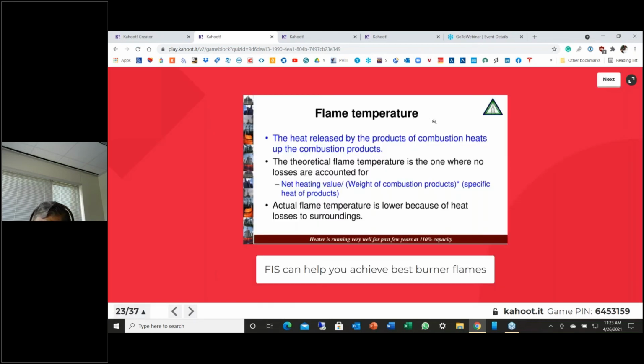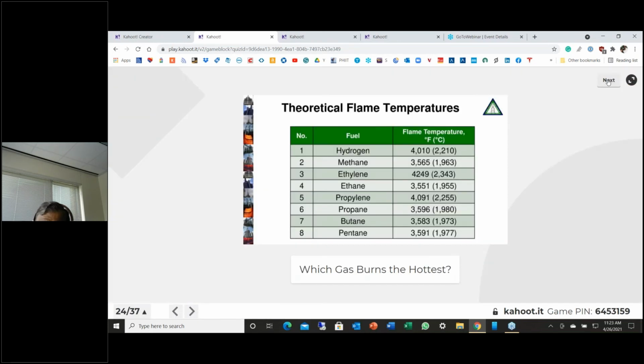Another thing we want to talk about is the flame temperature. The adiabatic flame temperature is the temperature which the products of combustion achieve without any heat loss. You can calculate it by the heat release divided by the weight of combustion products and specific heat. Now, the actual flame temperatures are much lower because they immediately lose heat to the surroundings. So that's one reason why nobody is able to measure the actual flame temperatures.